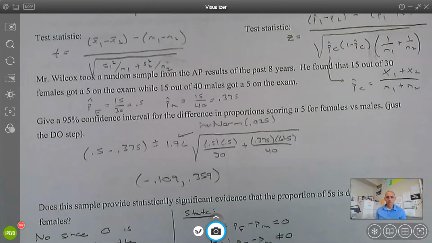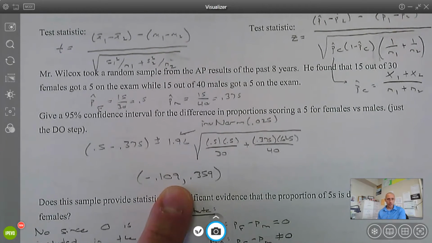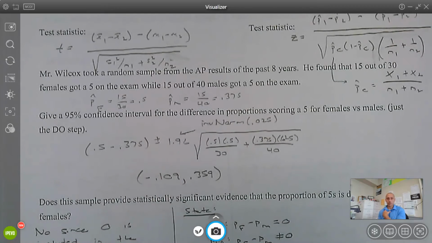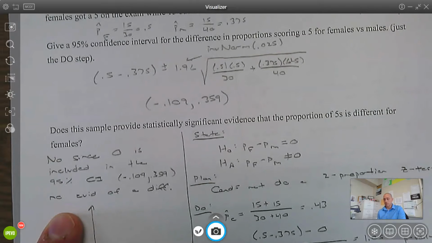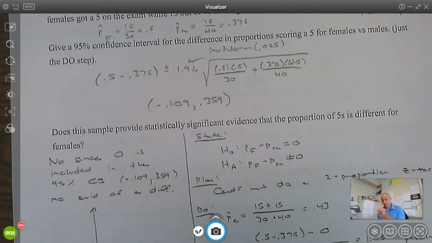Now, I'm going to go two different ways with this last question. Does the sample provide statistically significant evidence that the proportion of 5s is different for females? So at this point, I could just use my confidence interval to answer that question. No difference would be 0 included in the interval, and it is. So no, since 0 is included in the 95% confidence interval, list the specific interval, there'd be no evidence of a difference in the context.